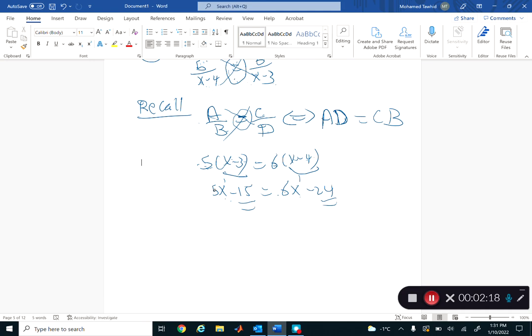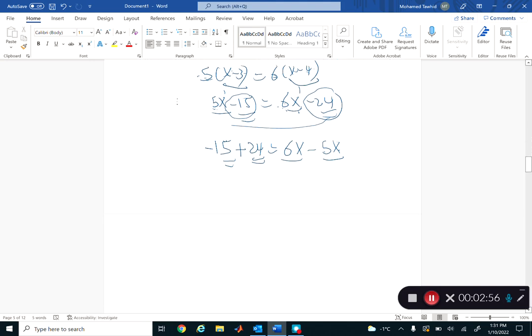How to solve a linear equation? I explained before how to solve a linear equation. Collect all the x in one side and collect all the constant terms to the other side. So here you have constant terms. Let me collect the constant terms to the left. In the left you have minus 15. If I take negative 24 to the left, you have plus 24. What do you have in the right? 6x. If I take 5x to the right, it becomes negative 5x. What I'm doing here is collecting all x's in one side and all the constant terms to the other side.